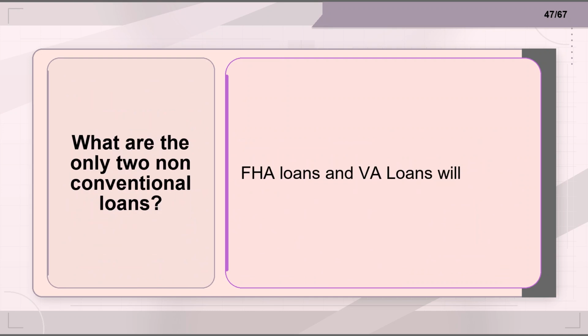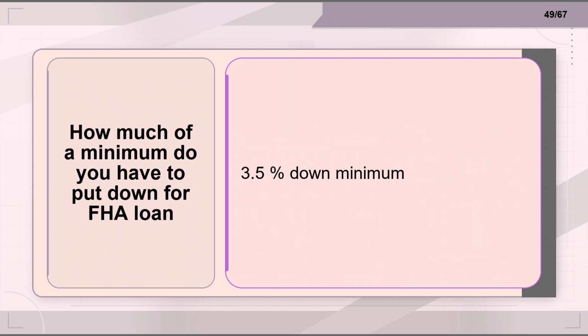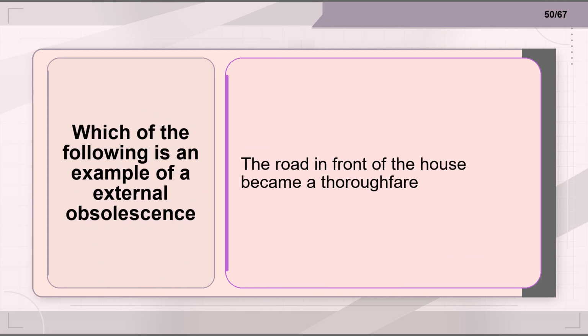Flashcard 47. Term: what are the only two non-conventional loans? Definition: FHA loans and VA loans. Flashcard 48. Term: does a blind man qualify to get an extra homestead exemption? Definition: yes, $5,000. Flashcard 49. Term: how much of a minimum do you have to put down for an FHA loan? Definition: 3.5% down minimum. Flashcard 50. Term: which of the following is an example of external obsolescence? Definition: the road in front of the house became a thoroughfare.